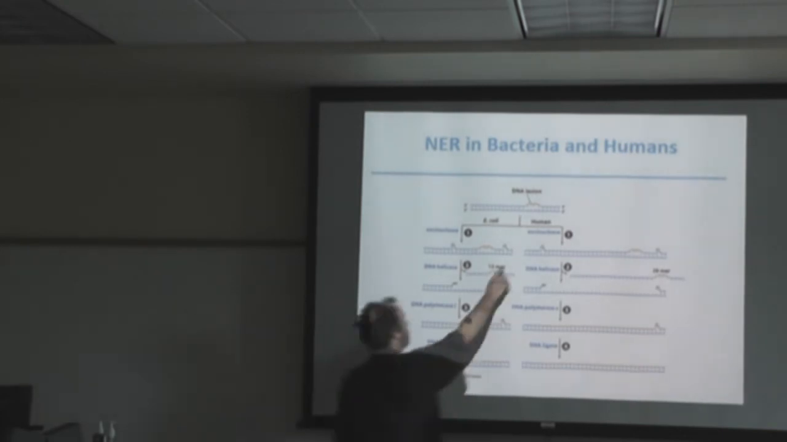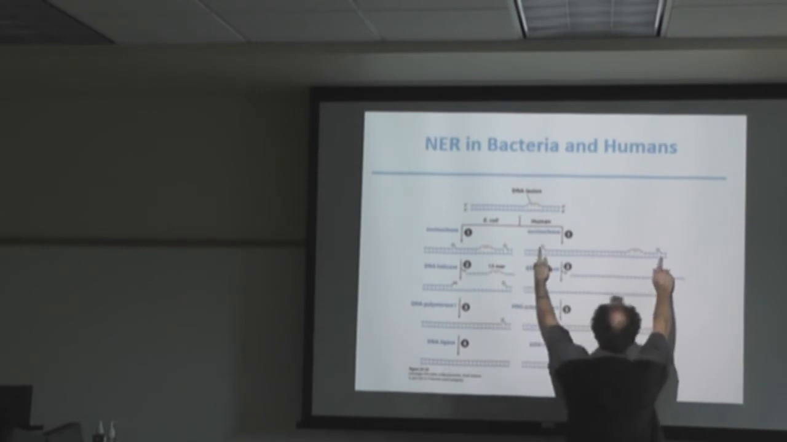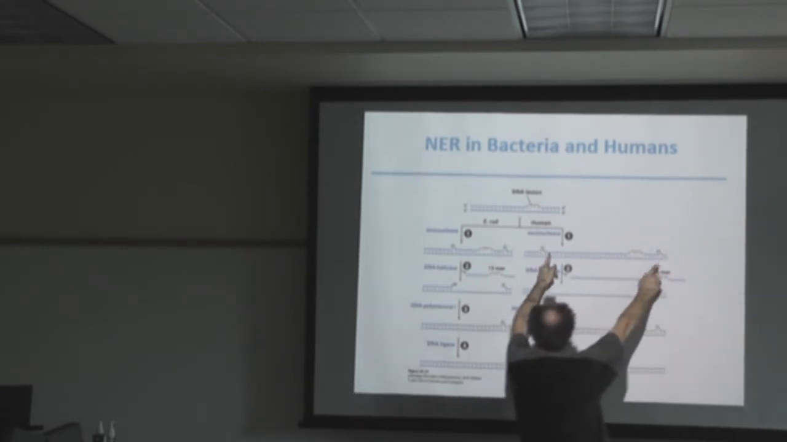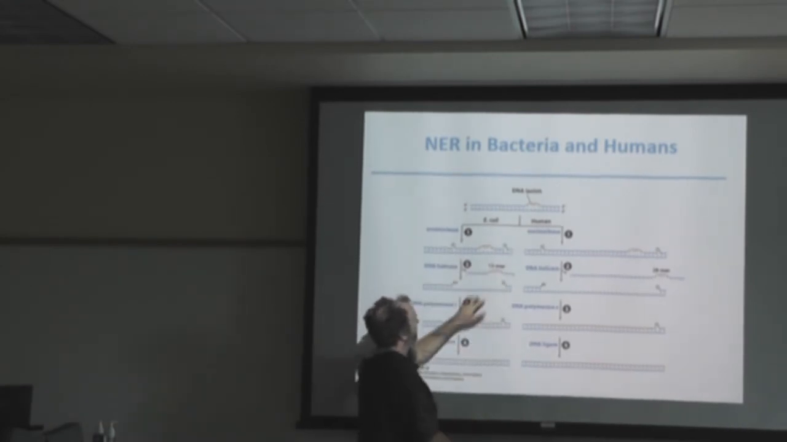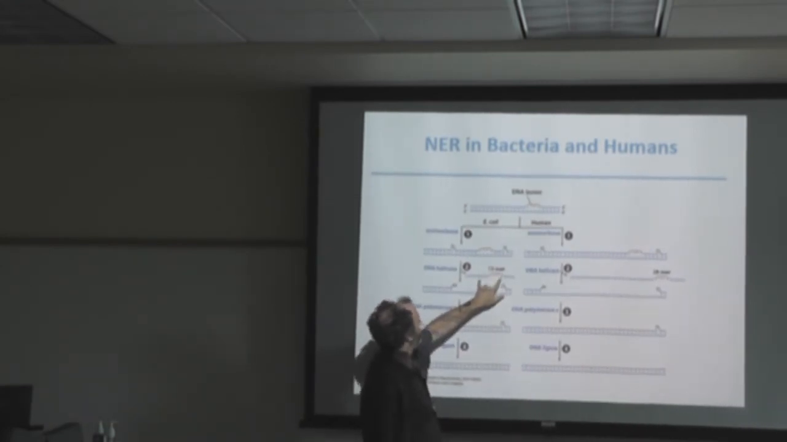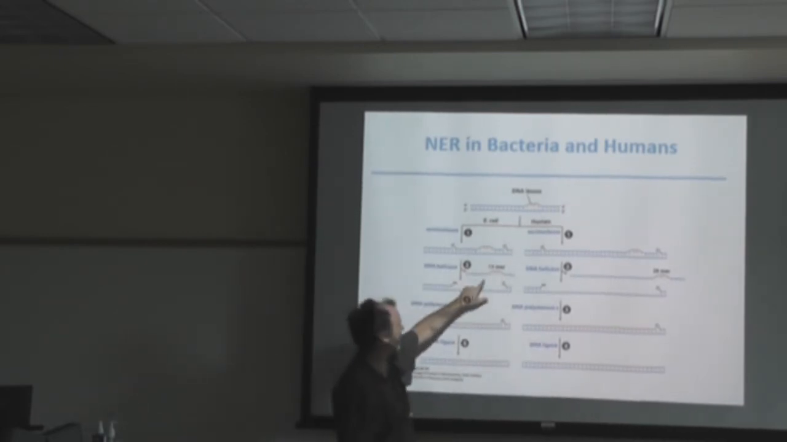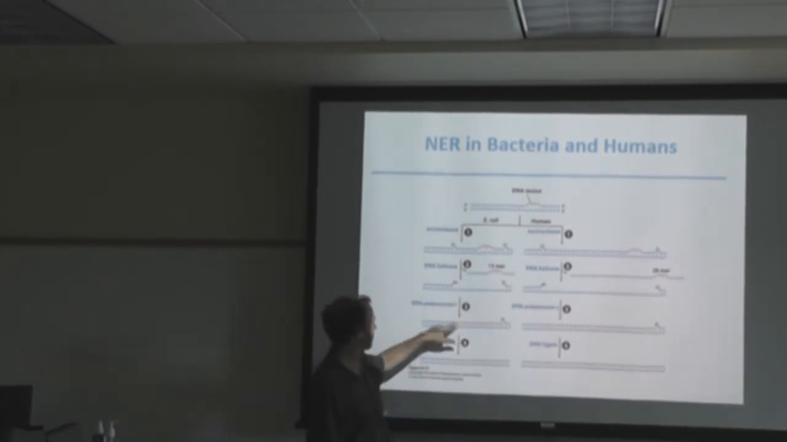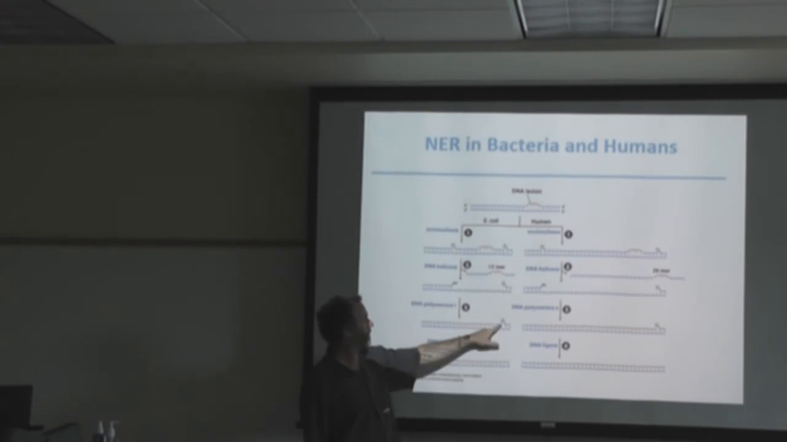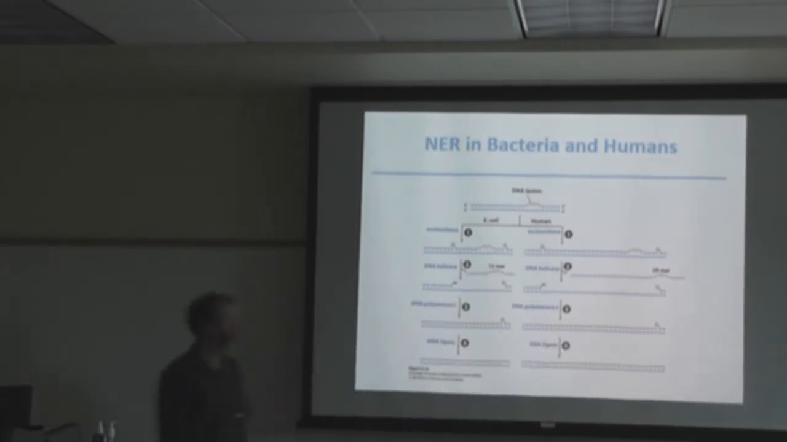So here you have a pyrimidine dimer that's formed. In humans, the excinuclease makes the two nicks on a much larger portion of the DNA than the excinuclease in E. coli. DNA helicase comes in and separates the two strands, and a 13-mer is cut out in E. coli and a 29-mer in humans. Polymerase 1 fills in the gap and leaves a nick, or polymerase epsilon in humans, and then ligase seals that nick.